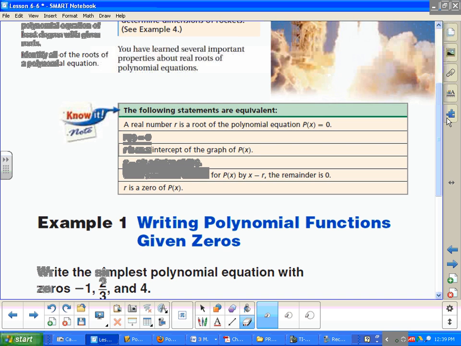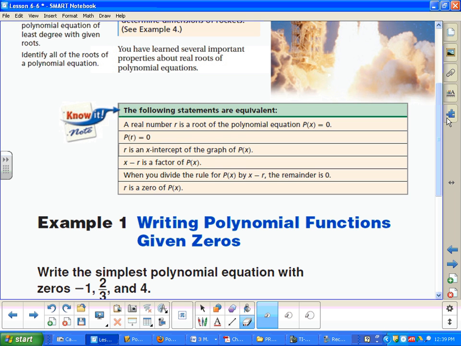So we've learned several important properties about real roots. So it says a real number r is a root of the polynomial equation p of x equals 0 if. Okay? So if I put r in for x, I get 0. Okay? And for number 1, that's what you should have done, right? Okay? How many of you got 0 for number 1 and said it was a factor? Yeah, I did. Okay, all right, good.